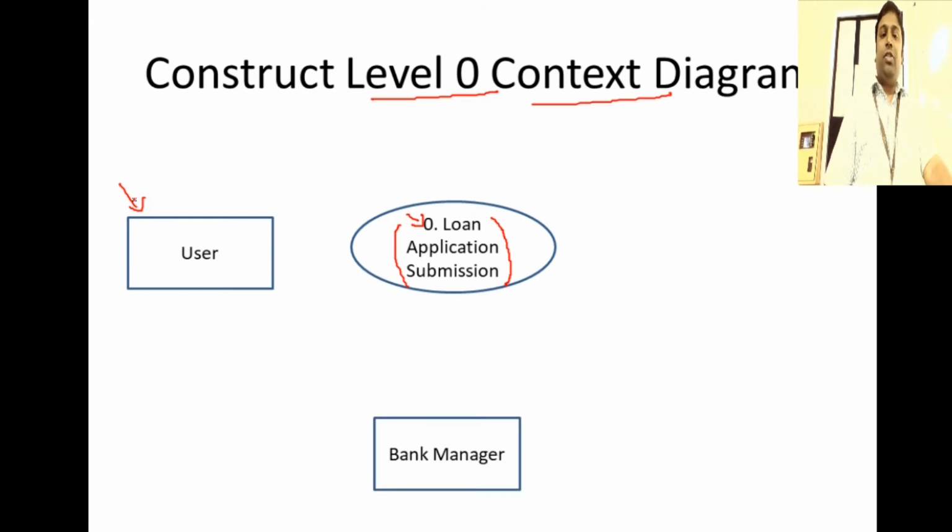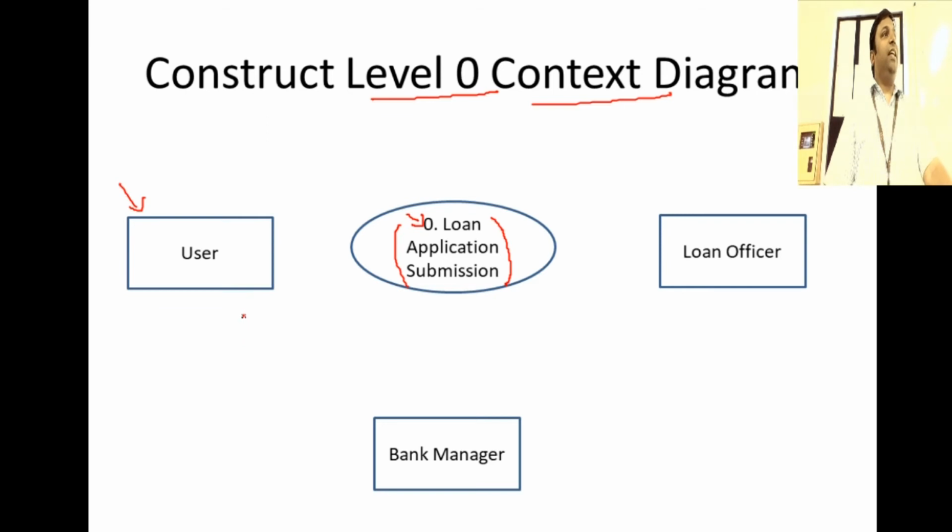Who are the other users? You have loan officer and bank manager. So once you identify this bigger process and then the 3 users, the next thing is you have to check what data goes into the system from these users and what data comes out of the system for these users. So you have to model the data that's flowing in.